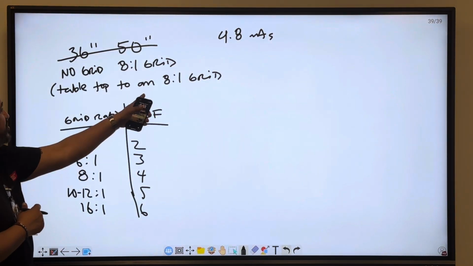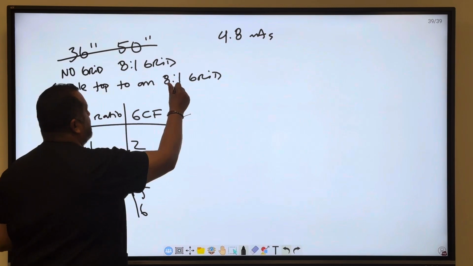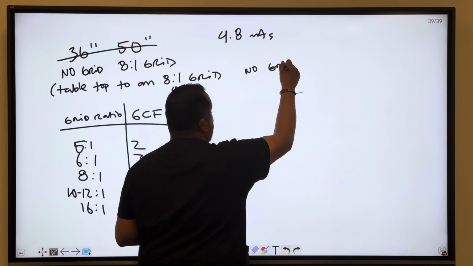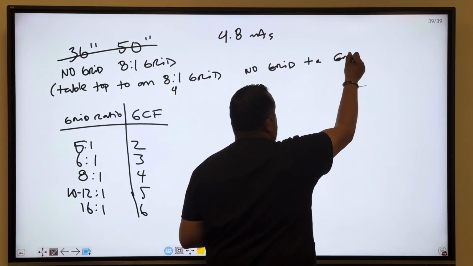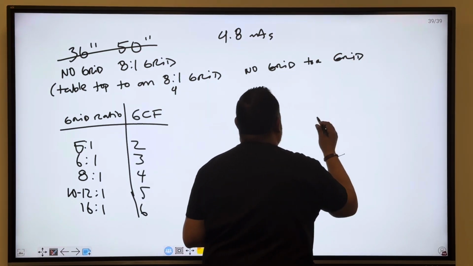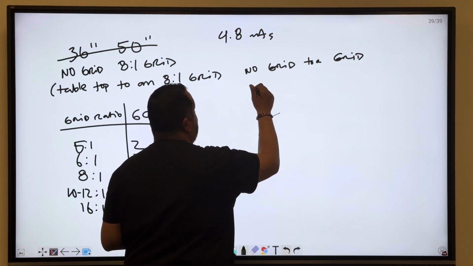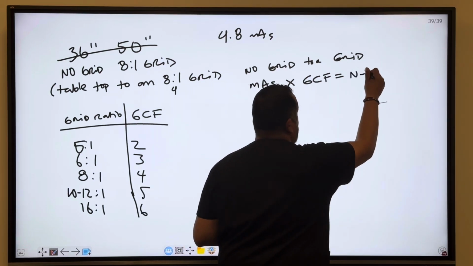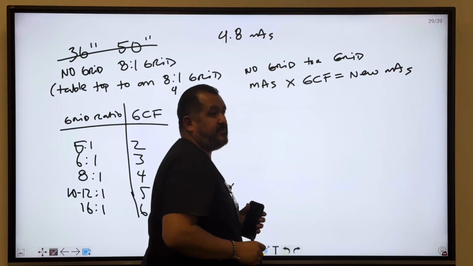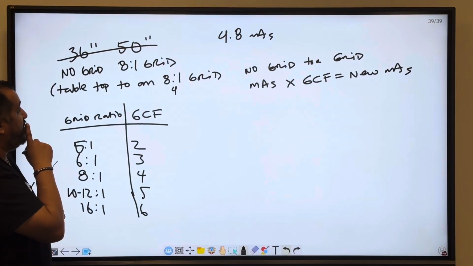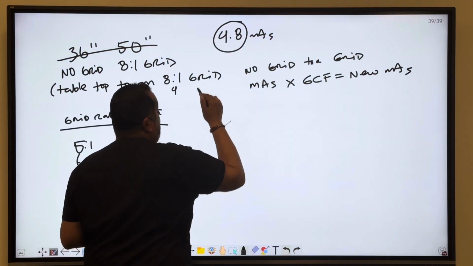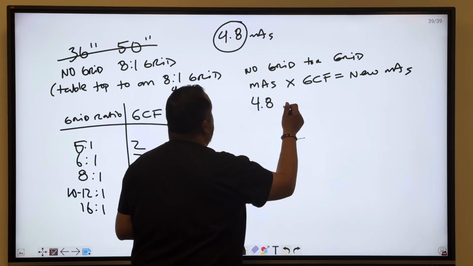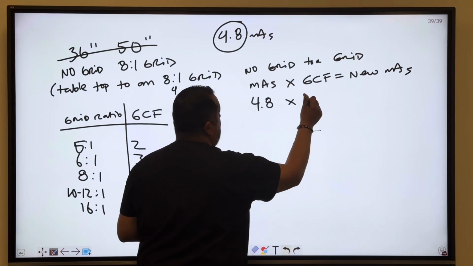So, 8:1, what's the grid conversion factor? It's gonna be 4, correct? So, if you go from no grid to a grid, well then, you're gonna have to take your mass and multiply it by your grid conversion factor to get your new mass. Okay. So what's the original mass that we're working with now? 4.8. So I'm going to put that right here, 4.8 mass. All right, and then times the grid conversion factor, and it's 4.